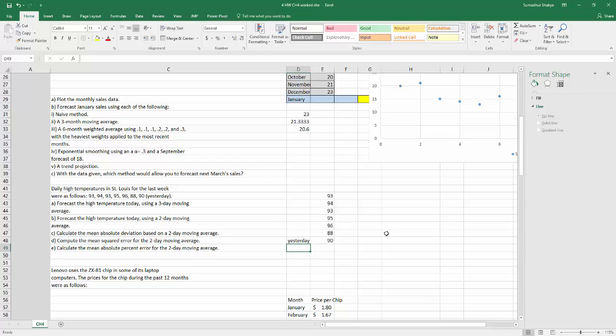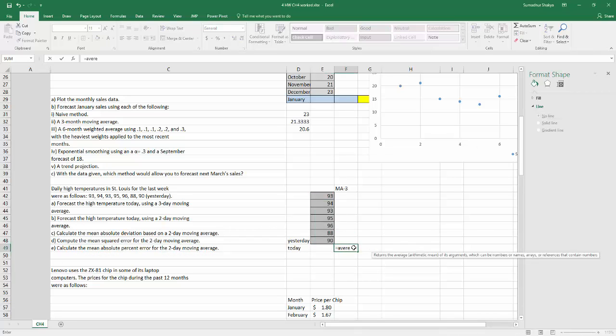Forecast the high temperature today using a 3-day moving average. Okay, so it's a moving average using a 3-day period. So if that was yesterday, then this would be today. Again, the given temperatures, you can color them in gray. So for today, I can easily calculate the average of the last 3 periods. Simple, done.